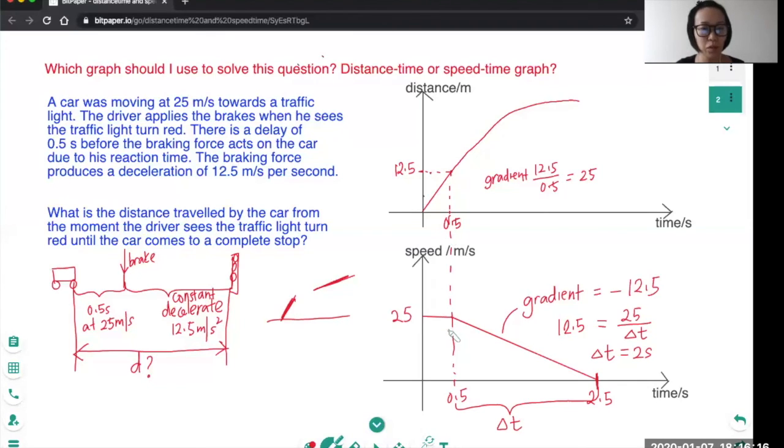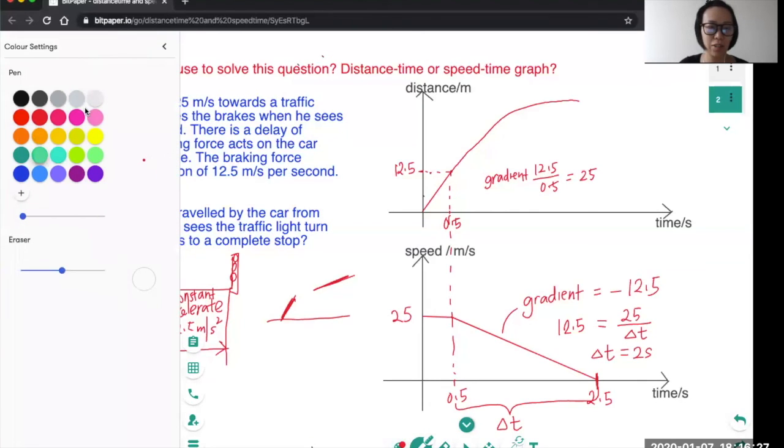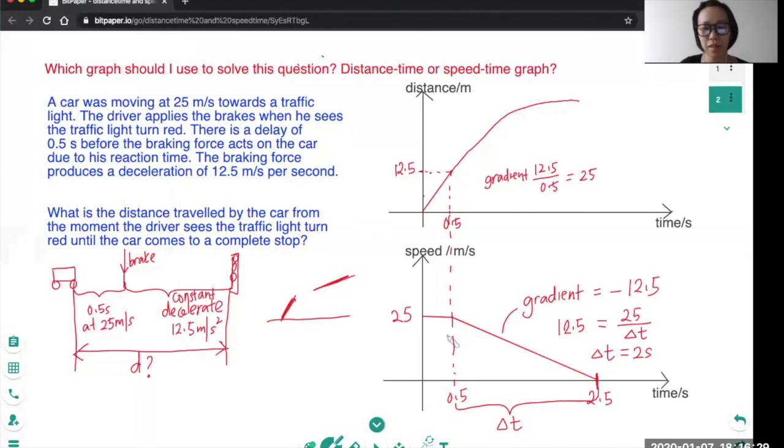Okay, now with all this information, it looks very promising. So we are able to calculate the distance traveled by using the, you're right, area under graph. Okay, so the area under graph, it's here. Okay, let's show. So this is the first 0.5 seconds where it was traveling when it's reacting, and this is the part whereby it's braking. So the total distance it takes to stop will be this entire area here.